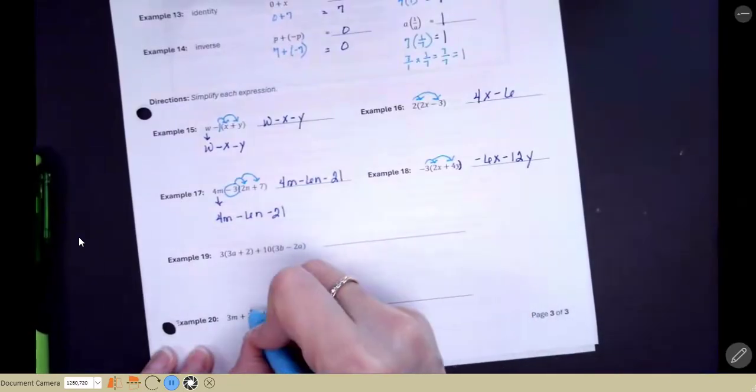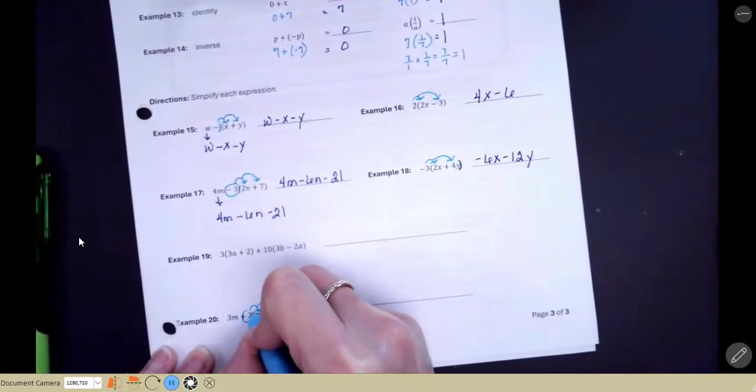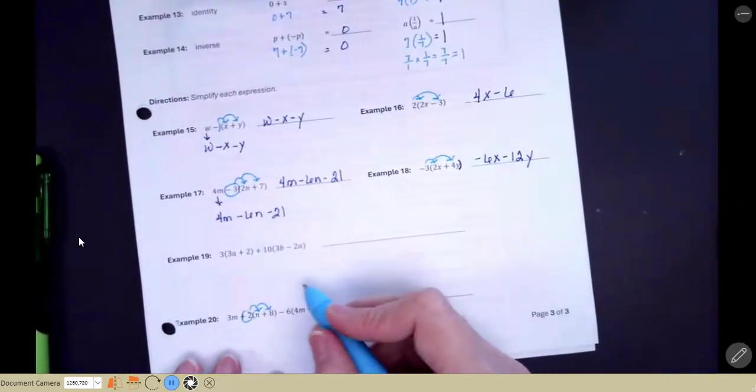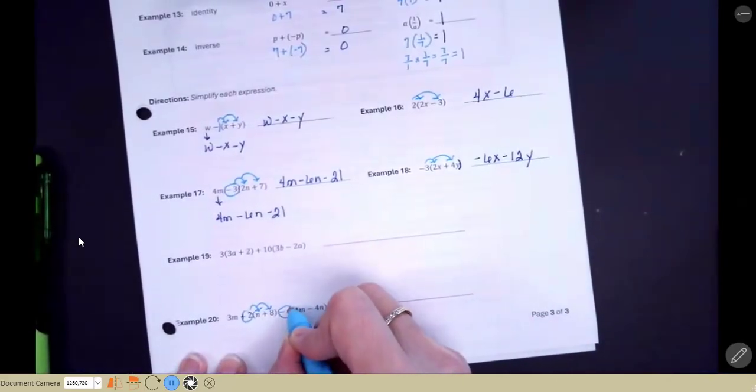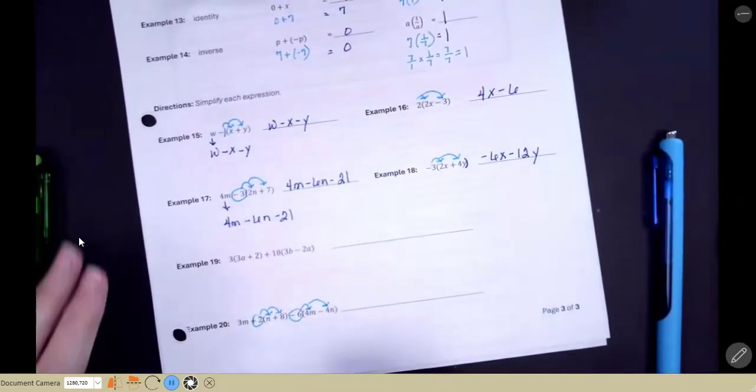Noah? Yep. At the same time, you can distribute the negative 6 as well. Okay. So let's do both of those.